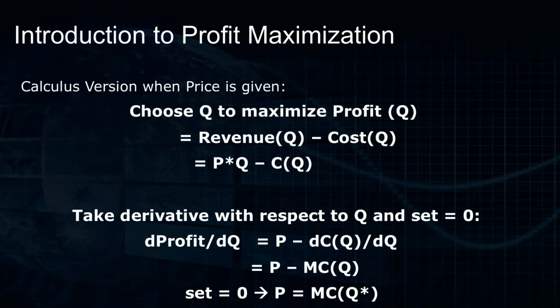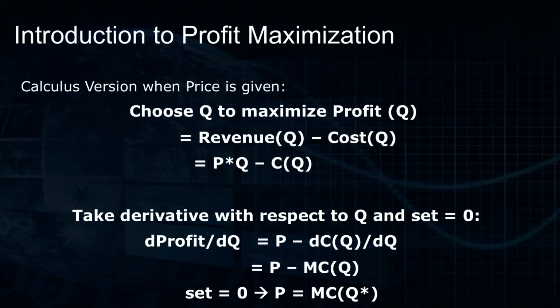We can also evaluate this using calculus. Just bear with me on this slide, it's a little heavy. Let's start with the equation for profit. Remember, profit equals revenue minus cost. Revenue equals price times quantity. And cost, we're just going to represent with a generic cost function, so C is a function of Q.